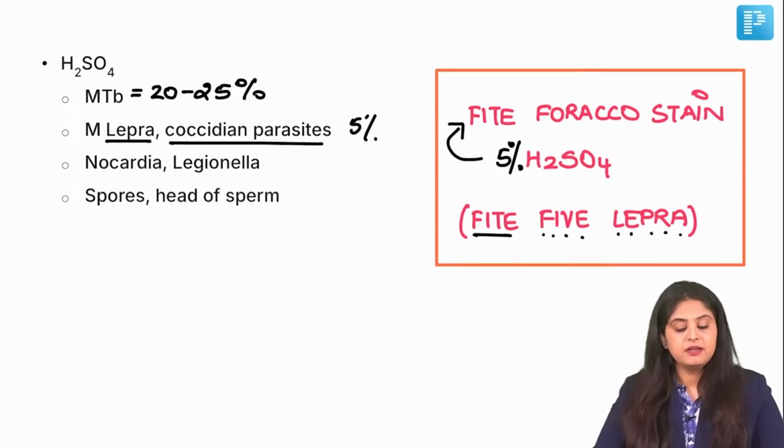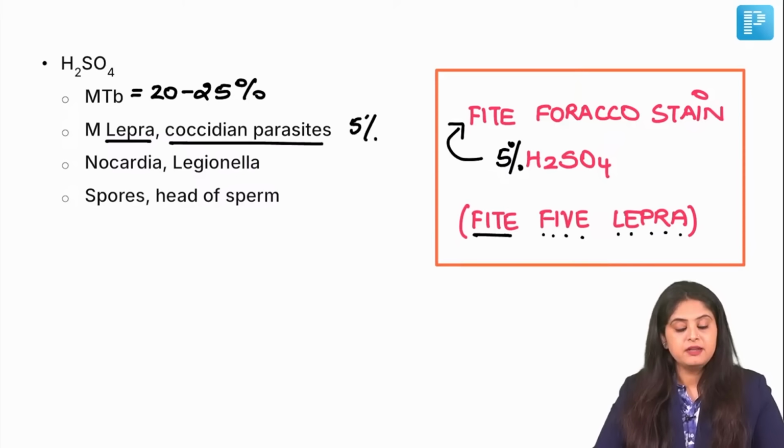Now coming to Nocardia and Legionella, 1%. This is where I expect an INI question. Nocardia causes what? We will study tomorrow in bacteriology, के pulmonary infection कराता है. And उसके लिए what percentage do we use? 1% H2SO4. Now I want to call it a modified Zn stain. Just the name modified added.